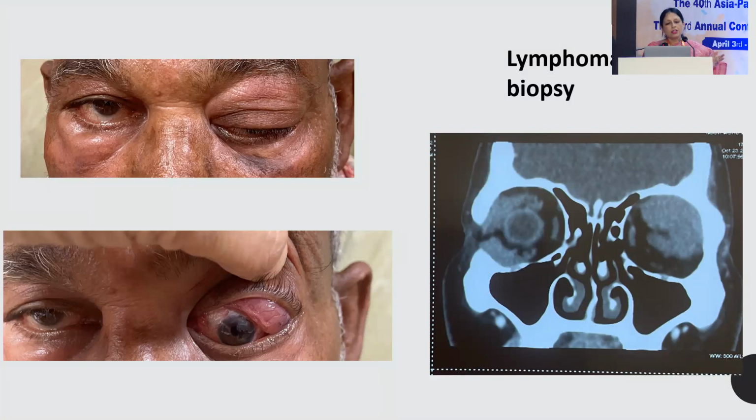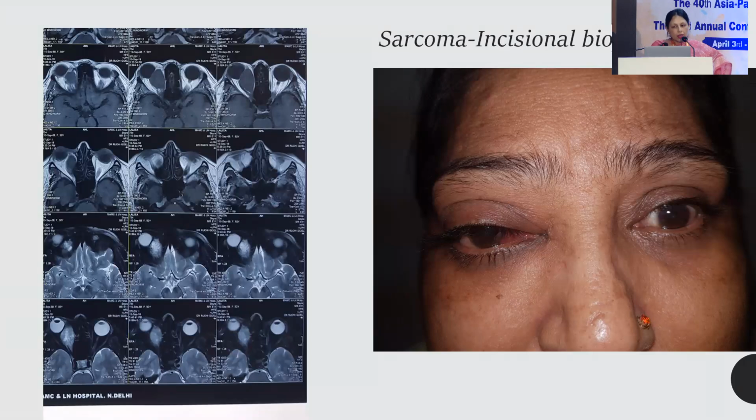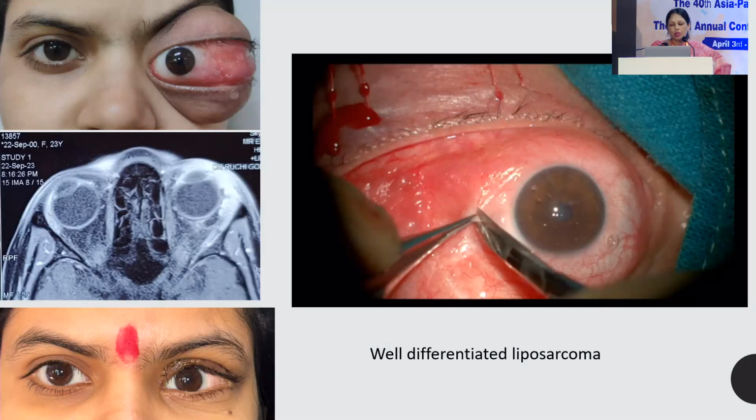Now this is a very typical case, an old patient, 60-65 years old, with bilateral involvement. You're not planning any excision, you simply want a diagnosis, so you will go for an incisional biopsy from the most prominent area. Again, an incisional biopsy for rhabdomyosarcoma, a sarcoma, to confirm, and then definitive management after you have confirmed your disease.